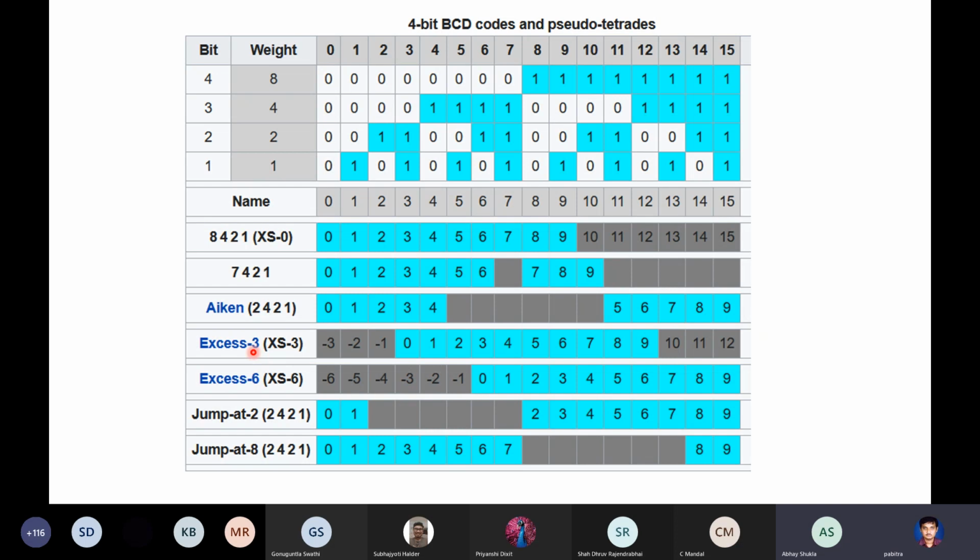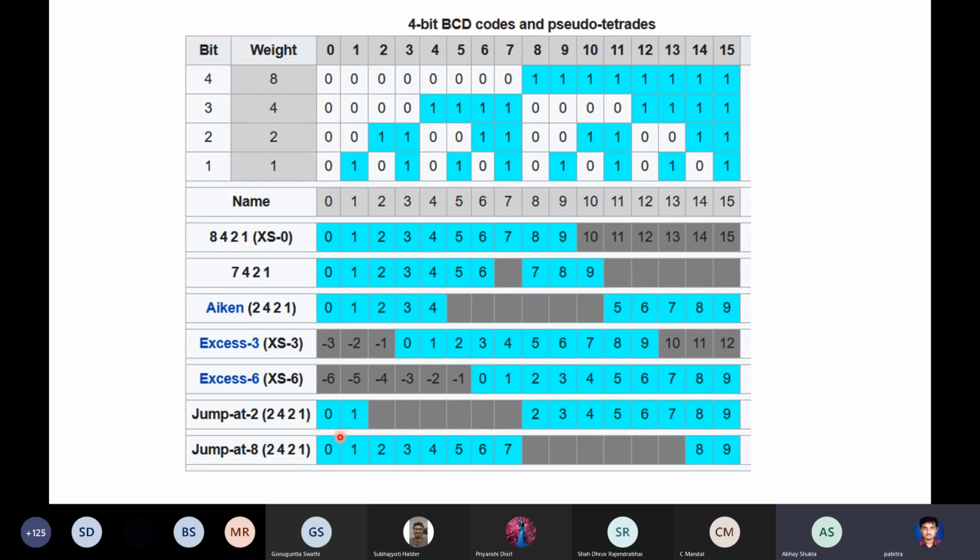And then you have an XS3, which you see is basically 8421 BCD shifted by 3. In fact, you can attach weights to it. This would be -3, 2, 1. Other types of weights you can attach to it. Similarly, you can have XS6. You can have jump codes. You have 0, 1, then you jump, and then you represent 2, 3, 4, 5, 9. You have jump 2, jump 8. These types of codes are possible.